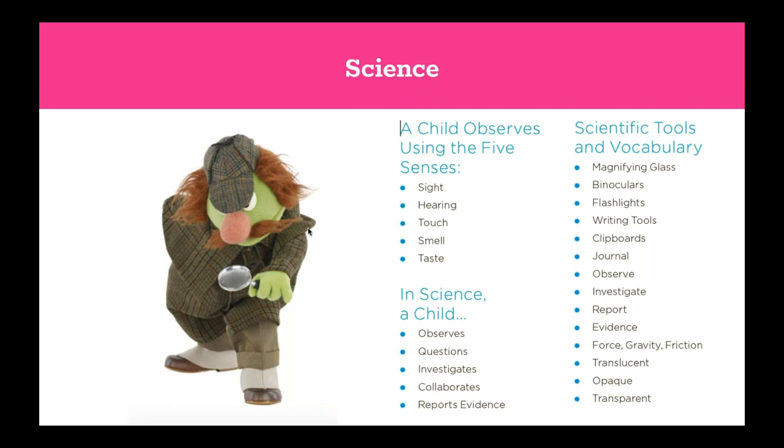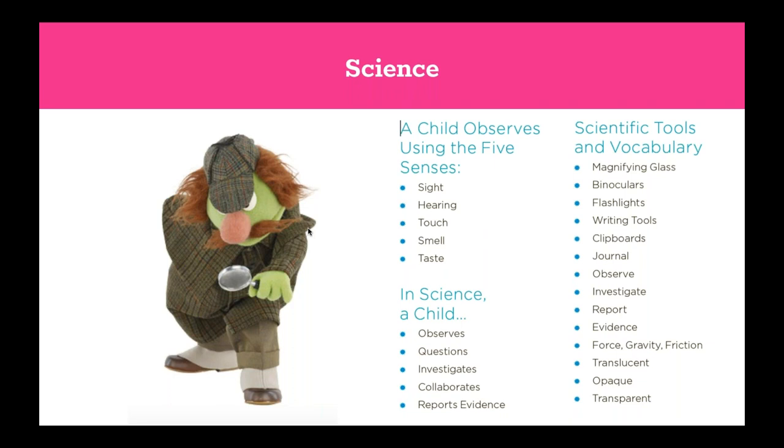And then you see some of the vocabulary, which of course corresponds to that scientific process of observing, investigating, reporting. I love the word evidence because we don't usually use that word with young children. But basically what we're asking them when we're using that word is, show me how you know, right? Show me how you know that that's true. We can be talking about force, gravity, friction. Force is fun. When you see some of the videos in the website, you'll see that some of the funniest moments with Grover are related to force and gravity. And then you have other words like translucent, opaque, transparent, which are also age appropriate words and concepts that we can start working with young children.